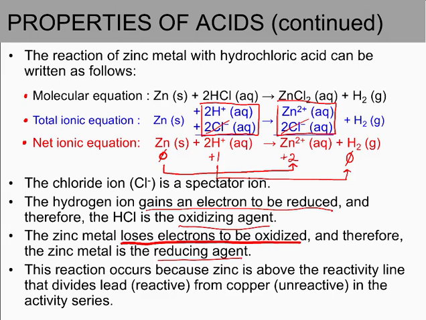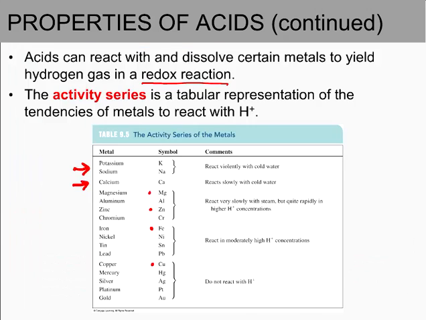Okay, so this reaction occurs because zinc is above the reactivity line that divides lead from copper in the activity series. So let's go back to our table from before. So there's this line here between copper and lead, and that is the line that divides the metals that don't react with acid from the metals that do react with acid. And zinc we saw earlier is up here. That was the metal we were interested in that example. So zinc does react with acid because it's above that line of division.